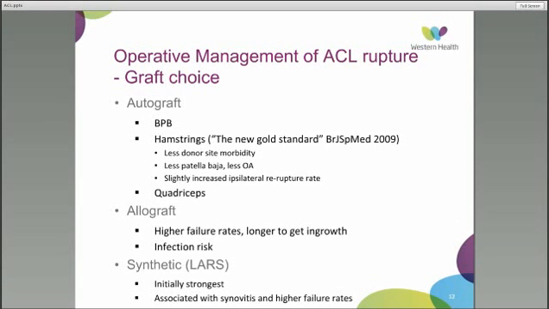At a recent meeting of knee surgeons in Australia, only 2 of 150 surgeons in the room had used LARS for a primary ACL repair in the last 12 months. So that was last year. That gives you an idea how much it's fallen out of favour for acute ACL injury.